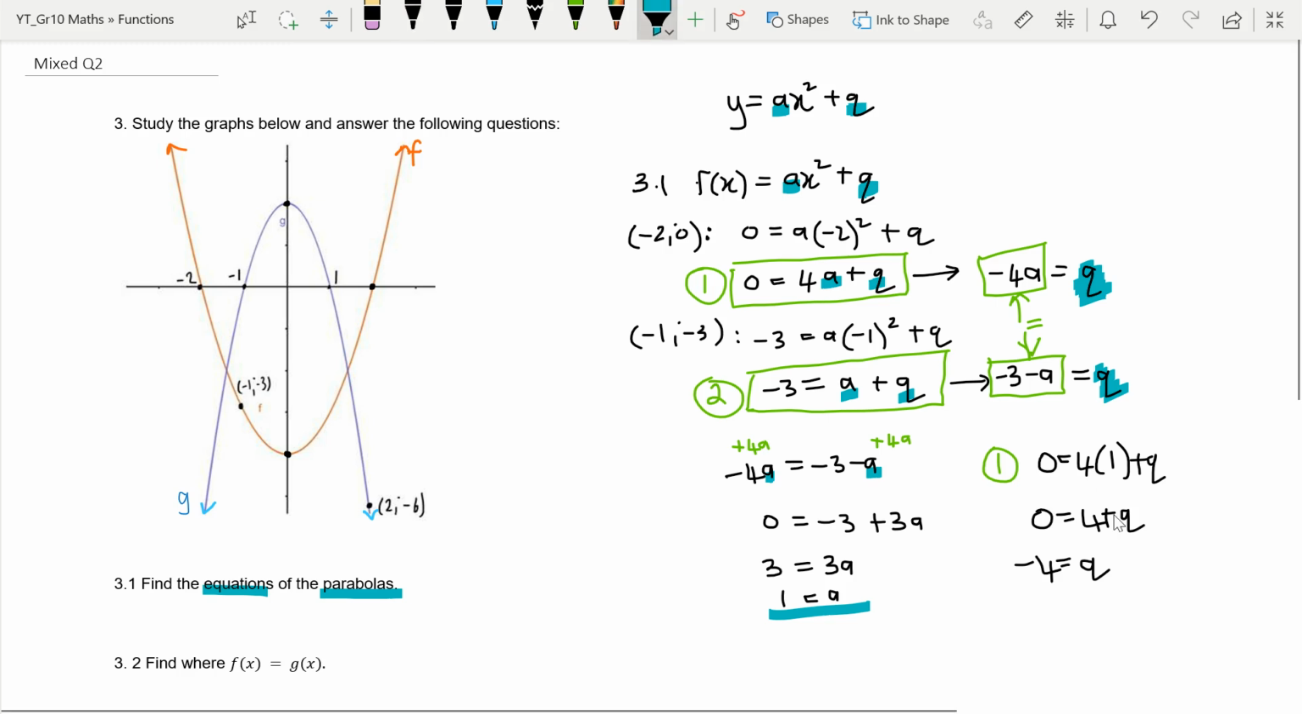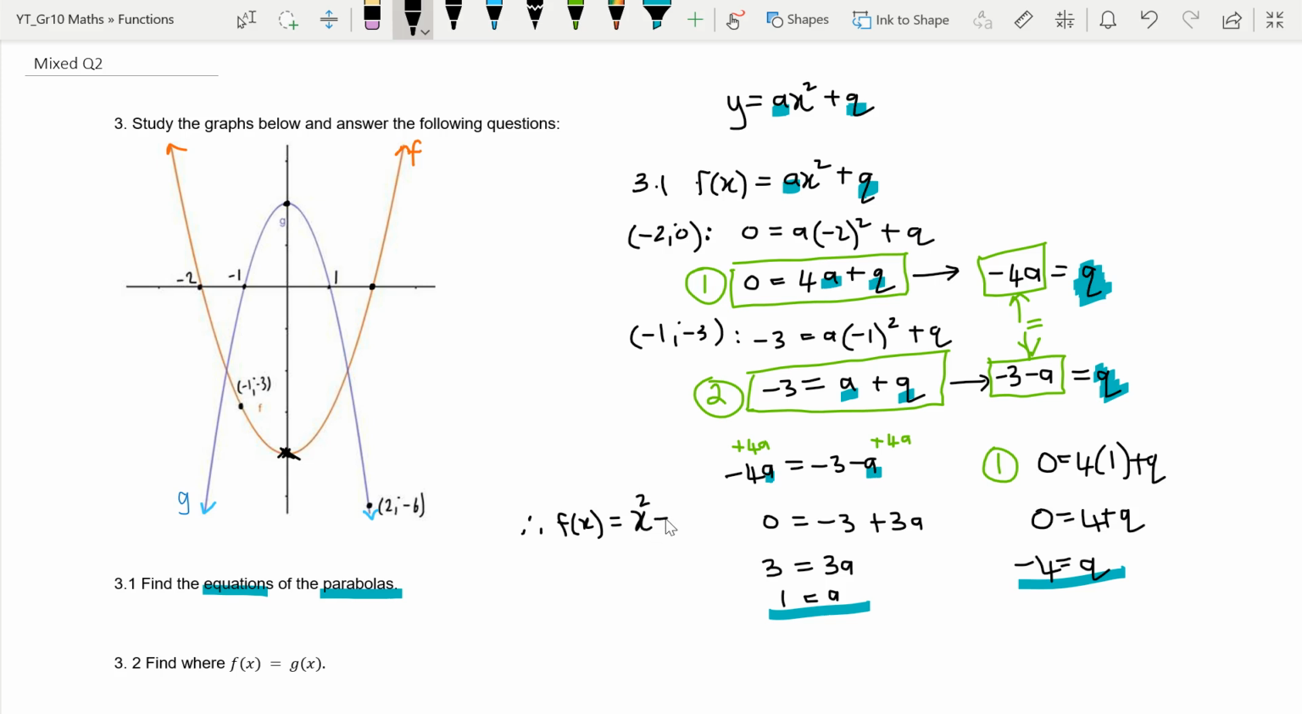Ask yourself, grade 10s, does it make sense that my q is a negative value for my orange graph? I definitely think so, if we look at that over there. Okay, perfect. So we found our equation for f of x. So f of x is equal to, a is 1, so it will just be x squared, take away 4. There we go. Now we need to go and find the other one, which is g of x. All right, let's do that.